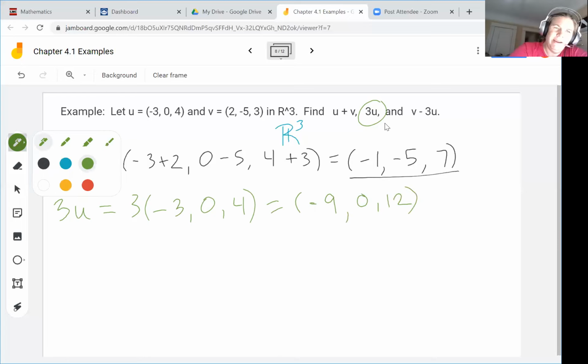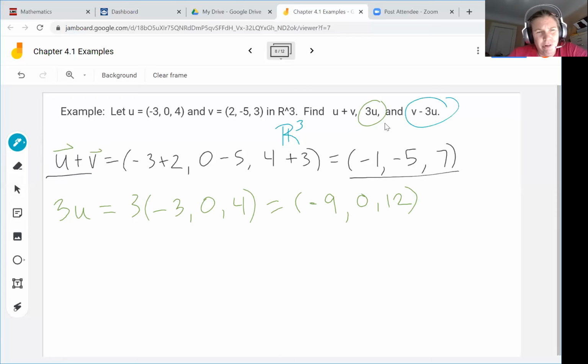And then the last calculation I'll do here is v minus 3u. Luckily, I already did the 3u calculation. So v minus 3u will be 2, -5, 3. Those are the components of v. Minus, and so that I don't mess up any of my signs, I'm going to write out minus what I got when I calculated for u, because I know it's easy to make a sign error here when you've got double negatives.